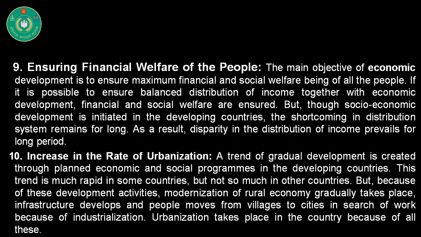Number 10, increase in the rate of urbanization. A trend of gradual development is created through planned economic and social programs in the developing countries. This trend is much more rapid in some countries, but not so much in other countries. But because of these development activities, modernization of the rural economy gradually takes place, infrastructure develops, and people move from villages to cities in search of work because of industrialization. Urbanization takes place in the country because of all this.